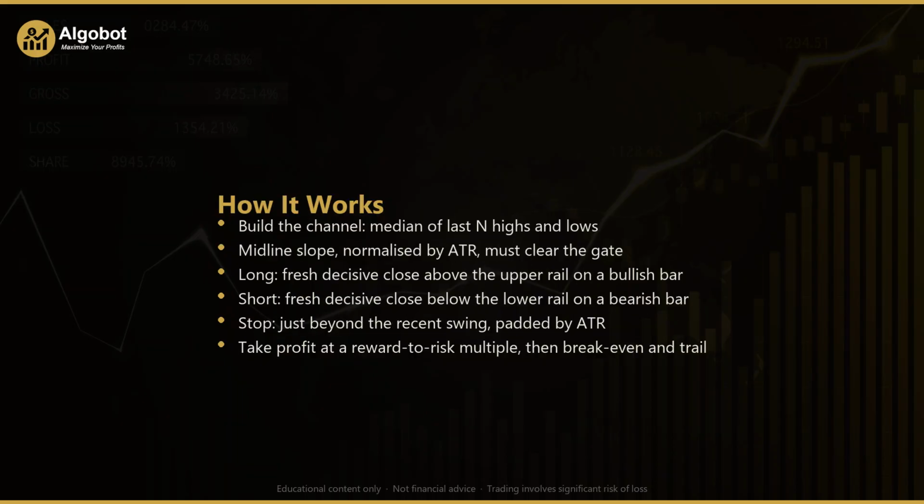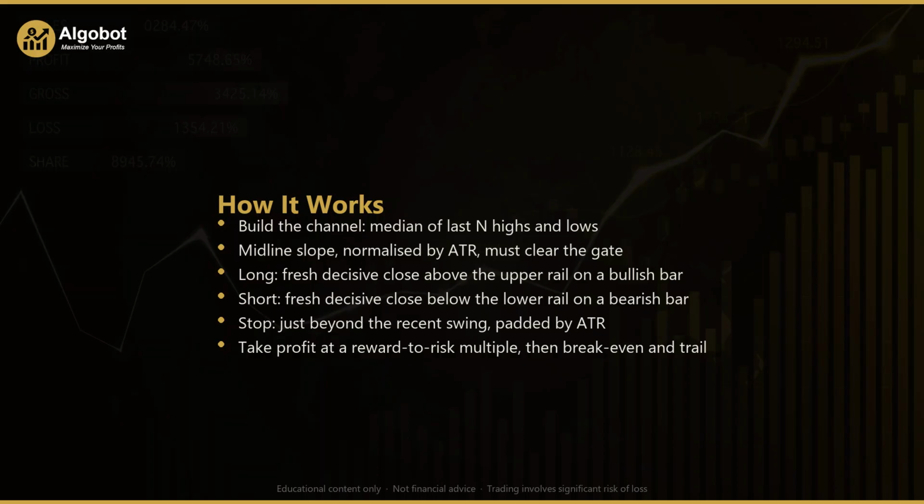Let's walk through the exact logic, step by step. Everything is evaluated once per completed bar on a single time frame. First, the EA builds the channel. It takes the median of the last N highs to form the upper rail and the median of the last N lows to form the lower rail. The midline is simply the average of those two rails.